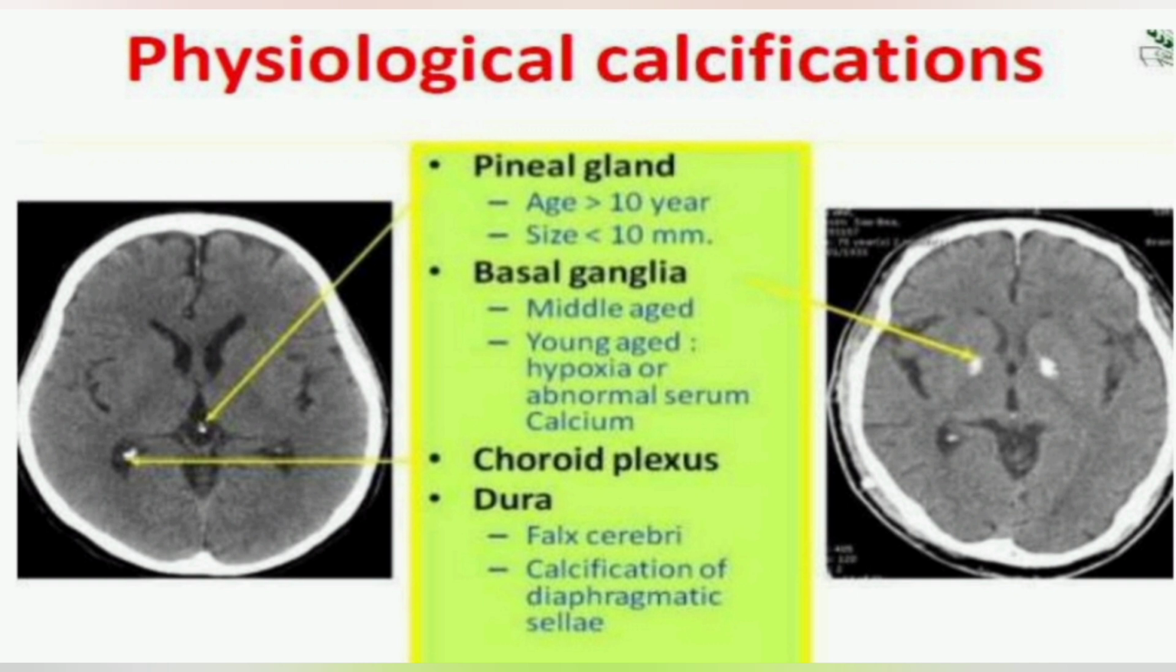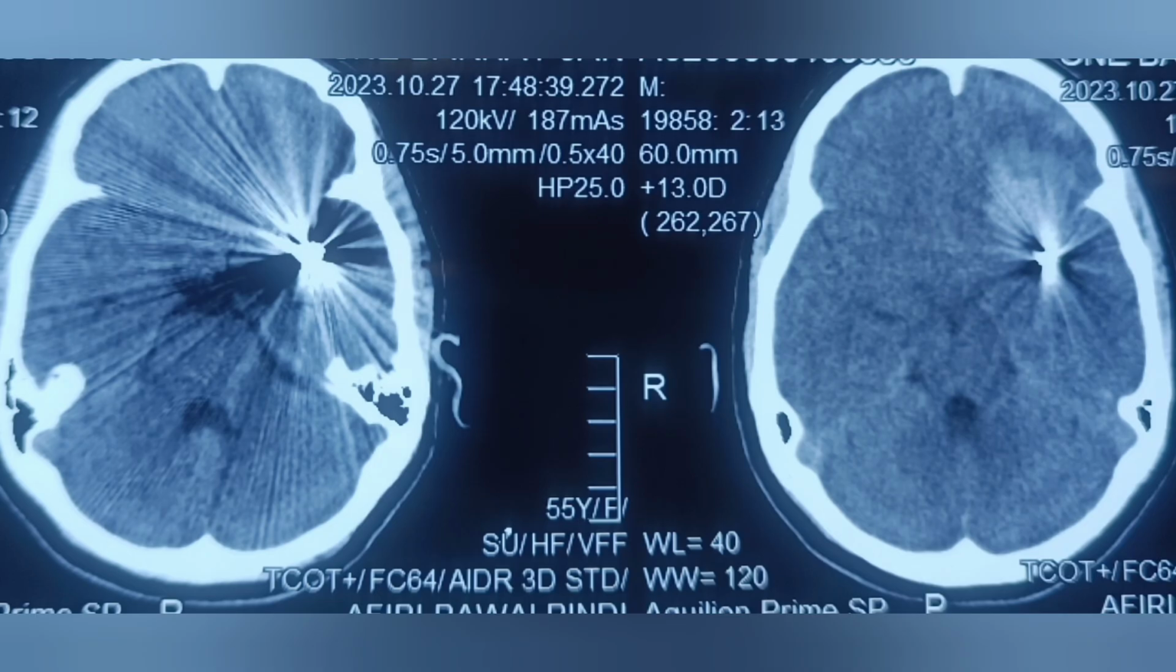So before I said that calcification also looks bright or white on CT scan: pineal gland calcification, basal ganglia, choroid plexus, and dura. Any metallic foreign body like stent and coil will also look bright on CT scan like this.